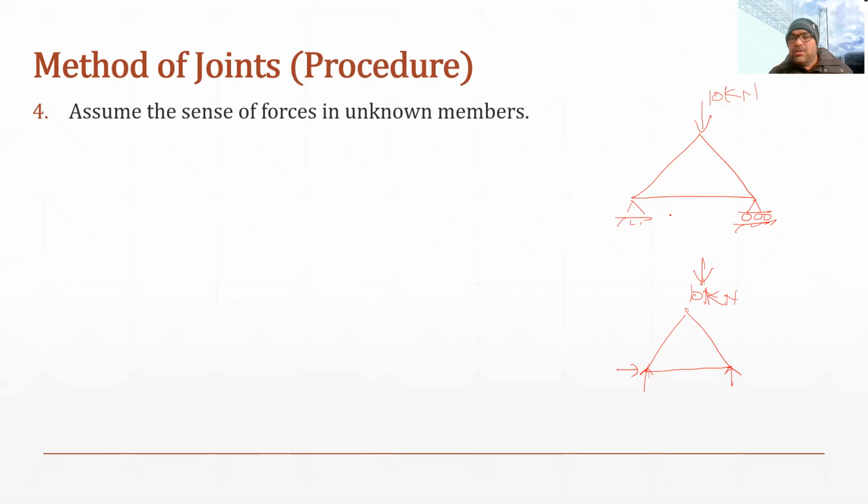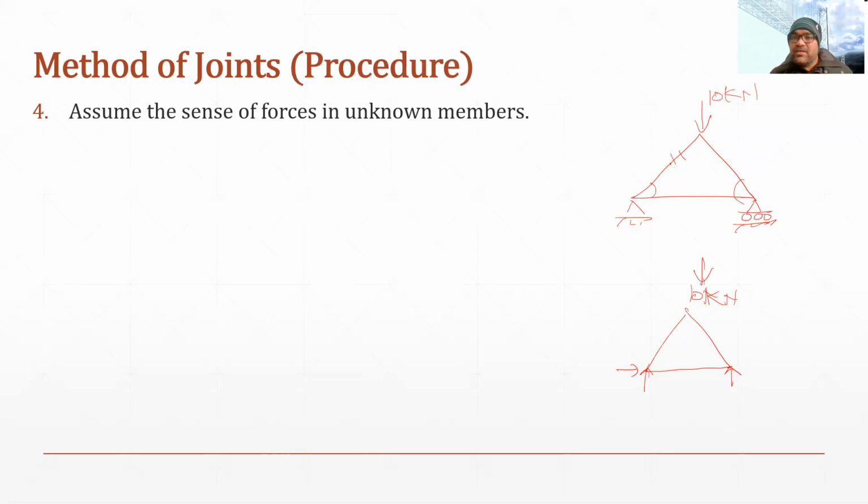In this case, the second step would be to find the reactions. The third step is to visually identify zero force members. There will be no zero force member in this truss. Now the fourth step is to assume the sense of force in each member. For example, if this is the member, we have to assume whether this member is in tension or in compression. So we will just assume that.